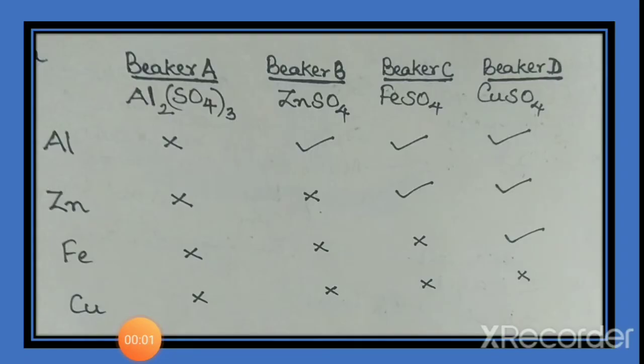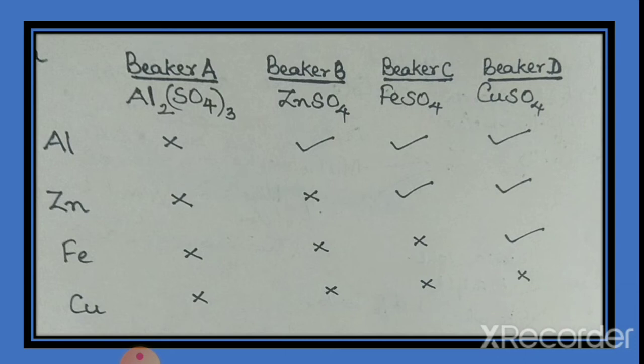Let us now discuss an activity to study the relative reactivities of the metals aluminium, zinc, iron and copper. Take 4 beakers and label them as A, B, C and D. Take 20 ml of aluminium sulfate solution in beaker A, 20 ml of zinc sulfate solution in beaker B, 20 ml of ferrous sulfate solution in beaker C and 20 ml of copper sulfate solution in beaker D. Add few pieces of aluminium to all these beakers.